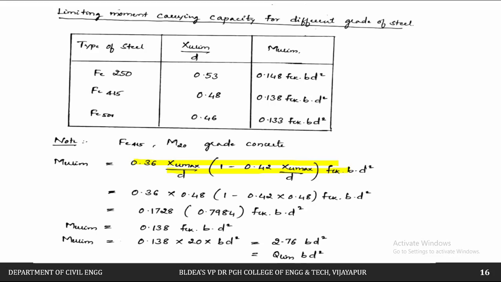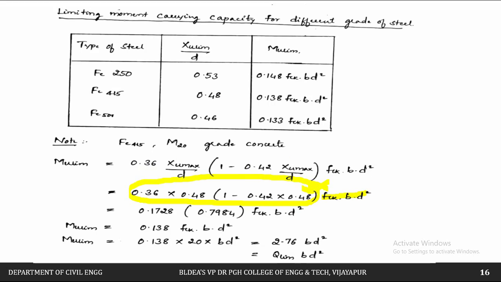We will try to calculate for different grades. So we will take one grade, that is Fe415 and M20 grade. For that, if you substitute here, that is 0.36 Xu max by d. This value for Fe415 we have already seen in the previous table, it is 0.48. So that value we will substitute as 0.48. Then next is 1 minus 0.42, again Xu max by d, so we substitute 0.48 here. fck b d square. First let us see only based on the different grade of steel, that is fck b d square.